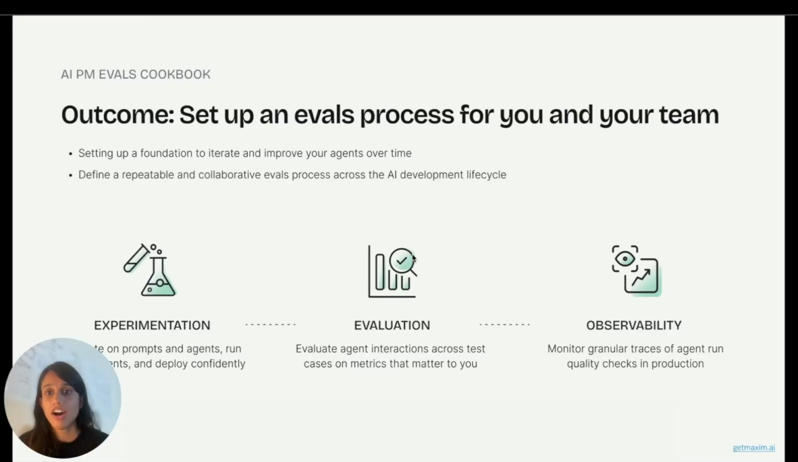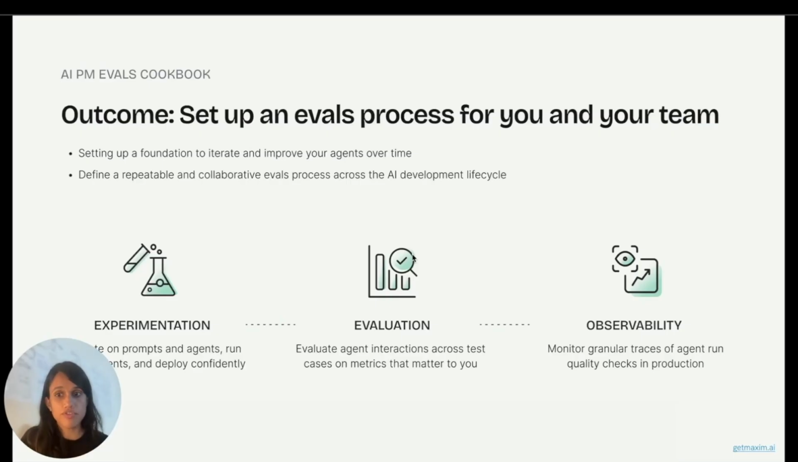I lead product at Maxim AI, and today I'm here to talk to you as fellow product folks on how you can set up an evals process for you and your team. This cookbook is aimed to give you a very clear outcome of how you can set up the foundations to iterate and improve your AI agents over time. If you're building Gen AI products, whether those are simple RAG applications or really complex multi agent systems, how do you really define a repeatable and collaborative evals process along with all of the stakeholders across the AI development lifecycle?